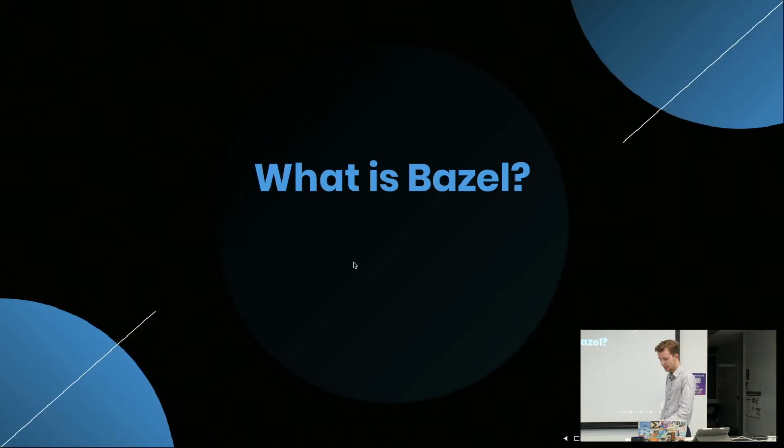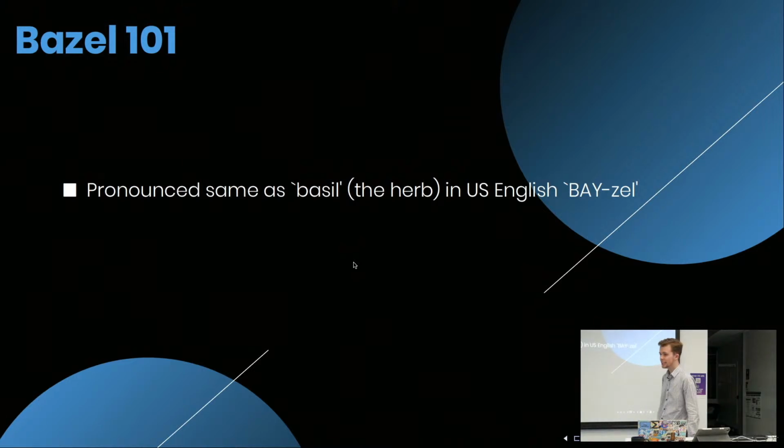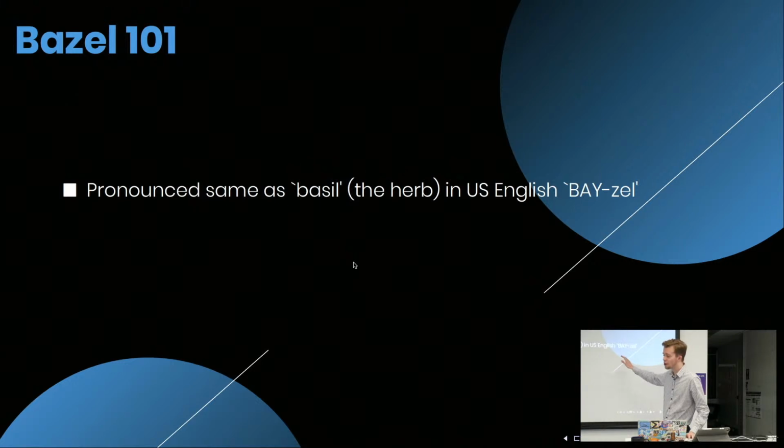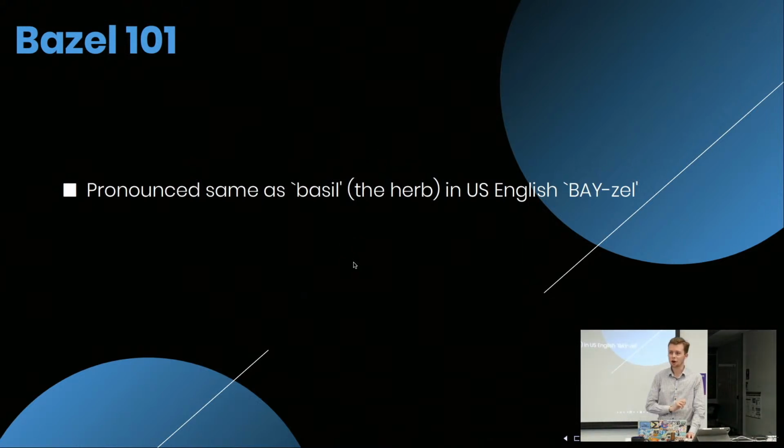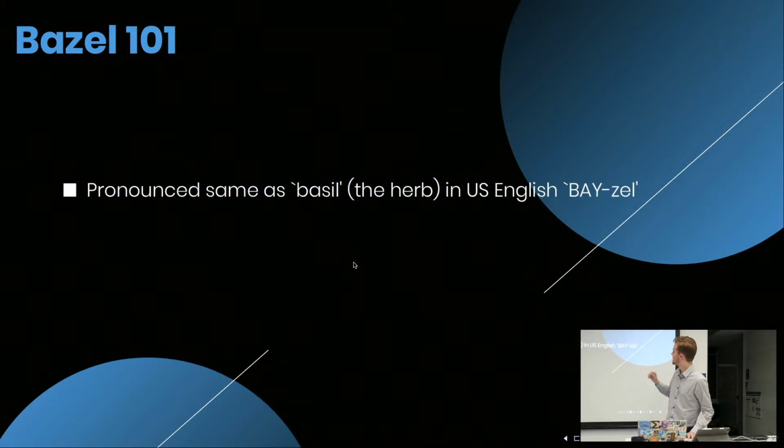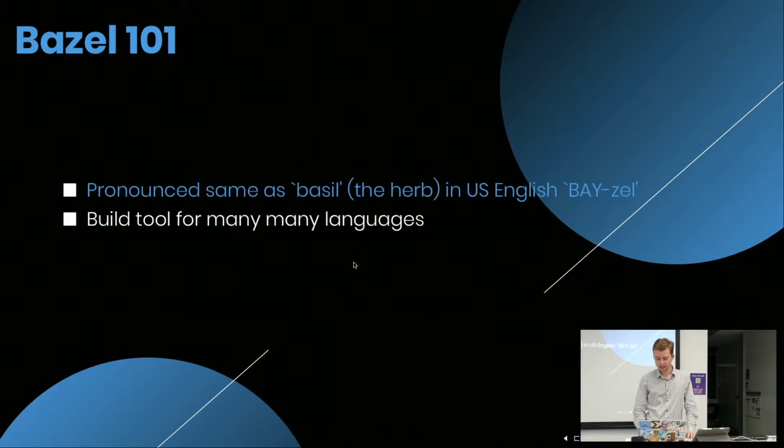So, what is Bazel? It is pronounced Bazel. This is from Bazel's webpage, frequently asked questions. It says it's pronounced the same way as the herb, but in Australia we pronounce that Basil. In the US, for some reason, they pronounce it Bazel, so we're going to stick with Bazel.